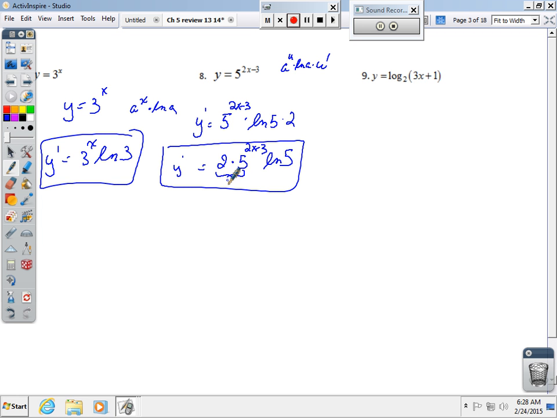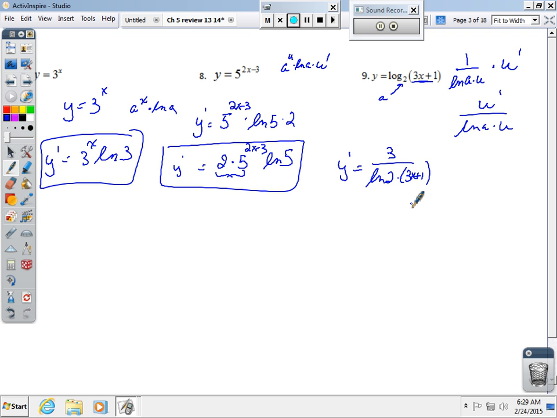Alright, this is a log. So the rule for this is 1 over ln of a times u prime, or u prime over ln of a times u. Okay, so the derivative of this is going to be, I'll do the u prime, so the derivative of 3x plus 1 is 3, over ln of a, that value right there is a, so it's the ln of 2 times u, which is 3x plus 1. And there's no simplification I can do, so that is your answer.